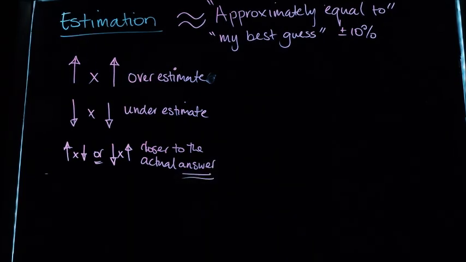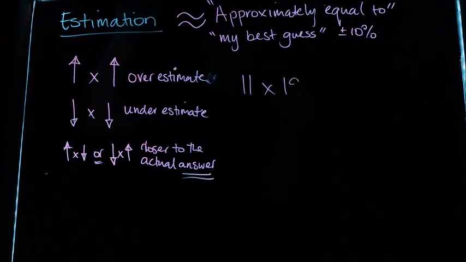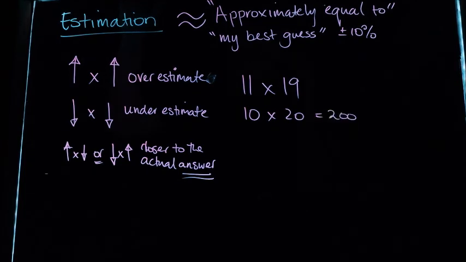Okay, so let's have a look at a few examples here just to help us out. Let's keep it nice and simple. Let's do 11 times 19. Now that is going to round to 10 times 20, and that is equal to 200. And what did we do? We rounded one down. We're in this situation here where that number went down and this one went up slightly.